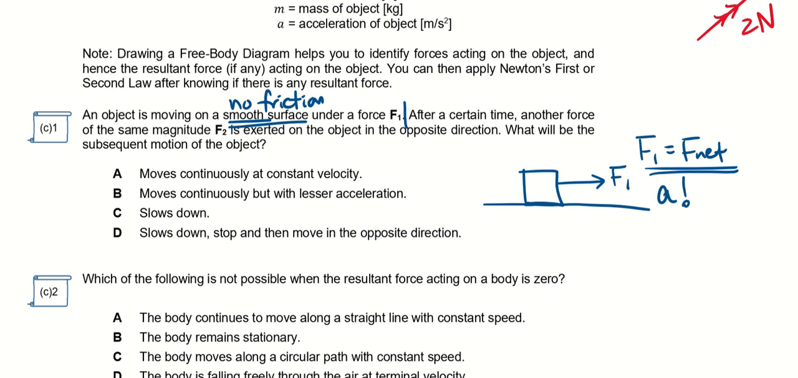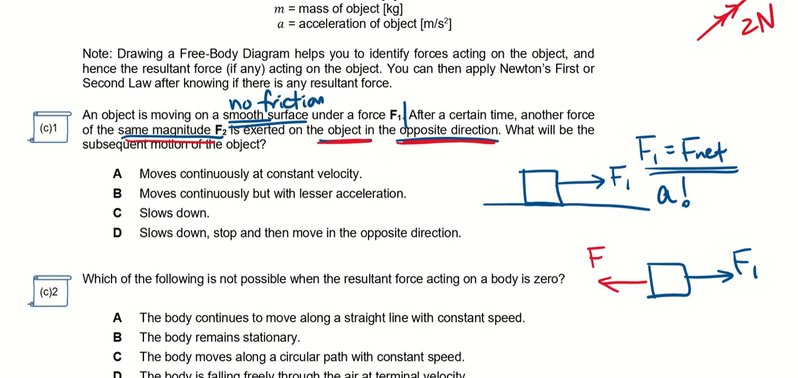Now, after a certain time, another force of the same magnitude F2 is exerted on the object in the opposite direction. Okay, maybe over here now I use red color. In the opposite direction, same magnitude. So if I were to redraw, initially I have F1, right? But now, suddenly, there is F2. And I draw my arrows of equal length to show that they are equal in magnitude. But I draw them in opposite directions because this is what the question specifies.